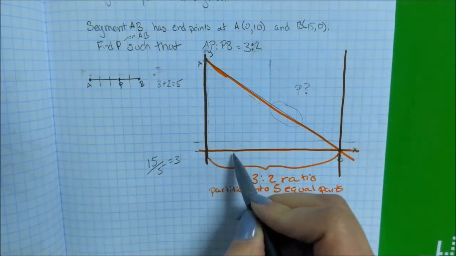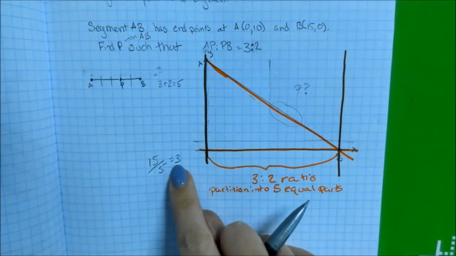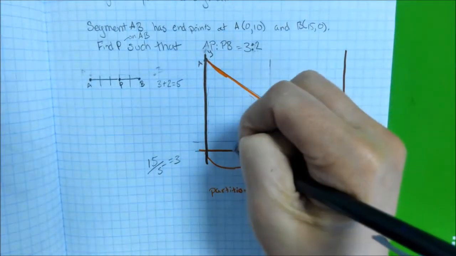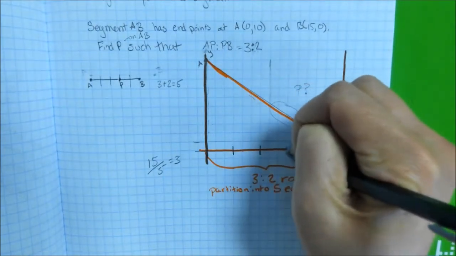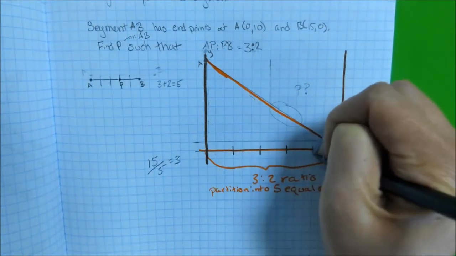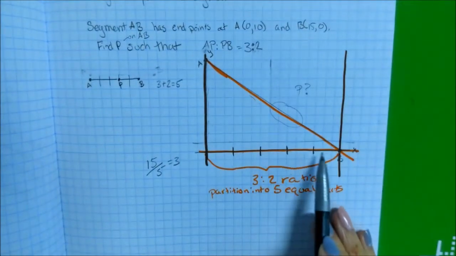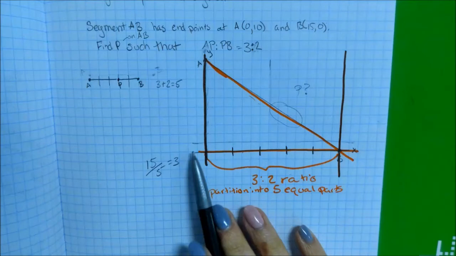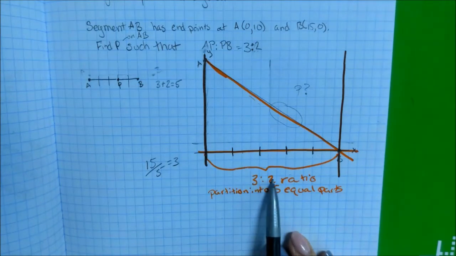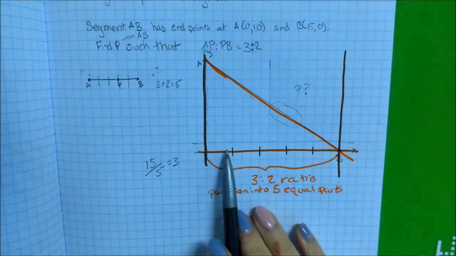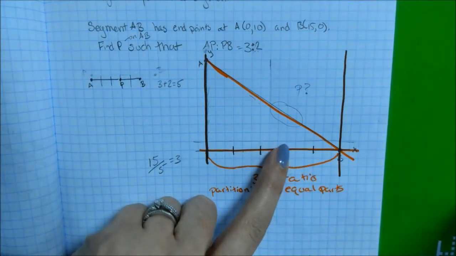So 3 boxes, each part will be 3 long, so each of my 5 parts will be 3 long. So there's 1, 2, 3, 4, 5. So now I've divided this line down here into 5 equal parts. Well, if I wanted to divide it into a 3 to 2 ratio, I need 3 equal parts on one side and 2 equal parts on the other. So here's 1, 2, 3 equal parts and 2 equal parts on the other.